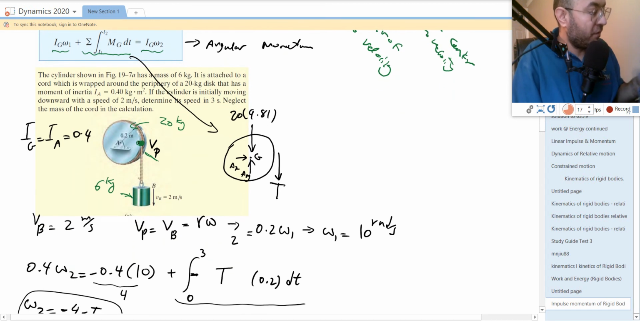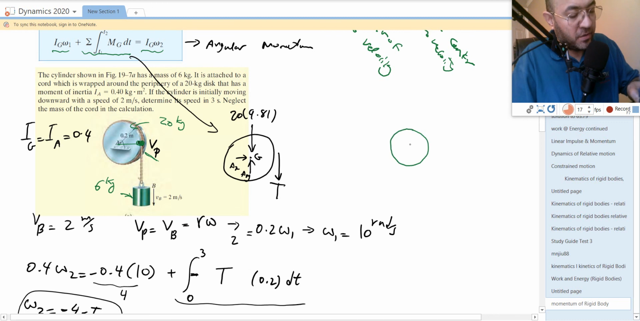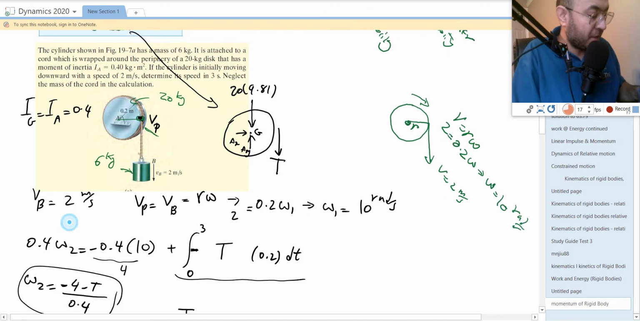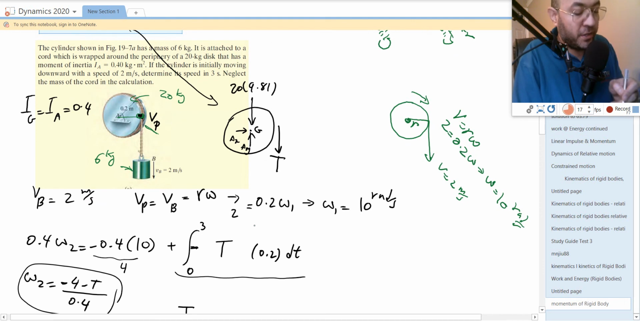So by giving us the 2 meters per second in the beginning, down here I have velocity equal to 2 meters per second, and this is R. You have omega going clockwise. Then you can say V is equal to R omega, because it's just rotation about a fixed point. Then we have 2 is equal to the radius 0.2 times omega. From here, omega will be 10 radians per second. That's how we found omega 1 in state 1.